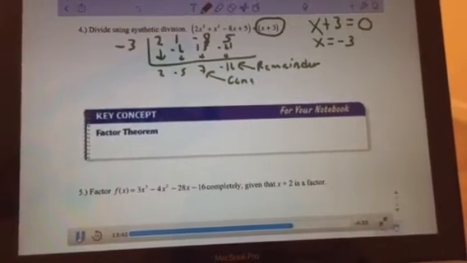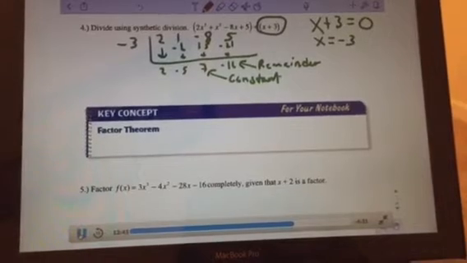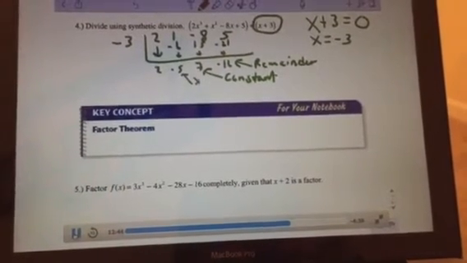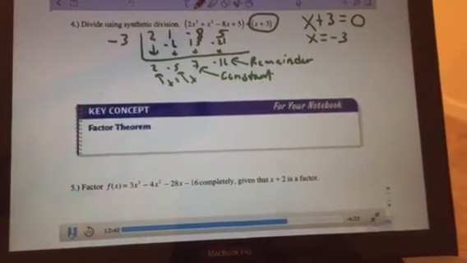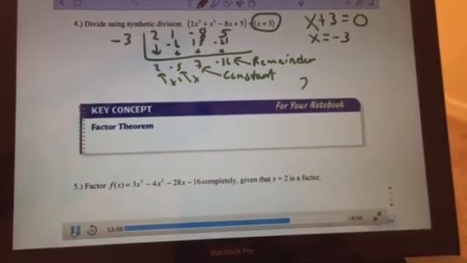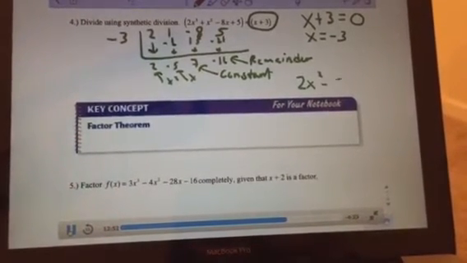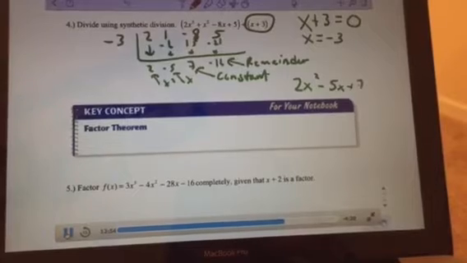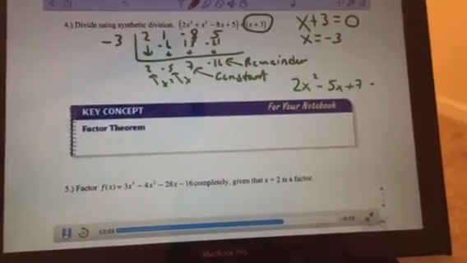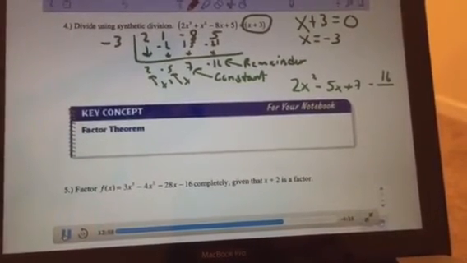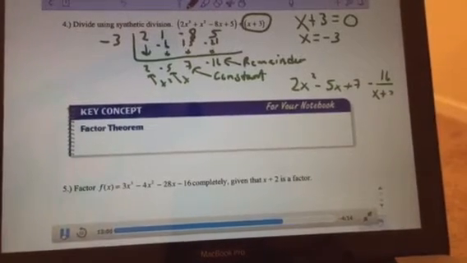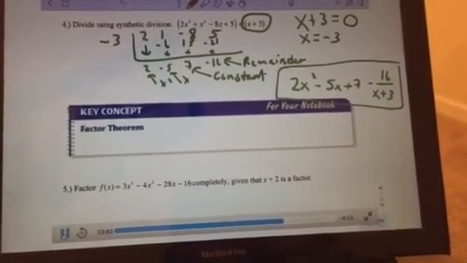Here's my constant. Here's the linear term. Here's the quadratic term. So my answer is 2x squared minus 5x plus 7 minus 16 over x plus 3. There's my quotient.